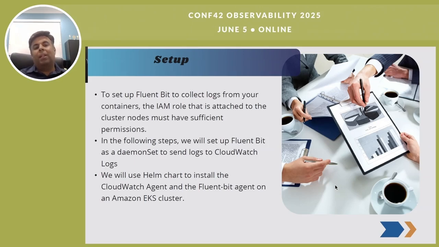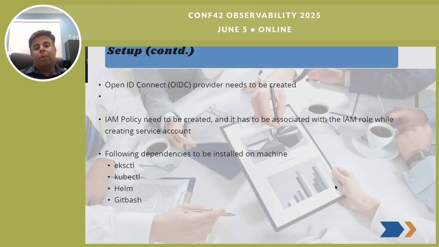We'll be creating the log group, and also we'll be having a log stream. We'll be configuring these things as part of the Helm chart. We'll see in the demo that we'll be using the Fluent Helm chart to install Fluent Bit. And we will also be using an OIDC provider, which needs to be created. For the IAM role, we need to create the IAM policy. So it is part of the prerequisites, and we will be creating the IAM policy upfront.